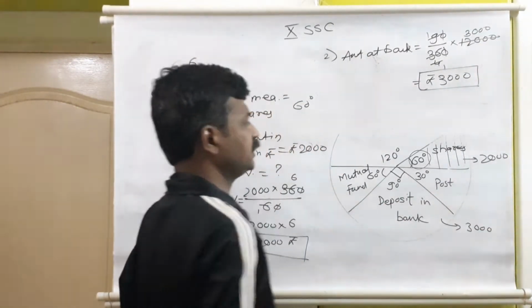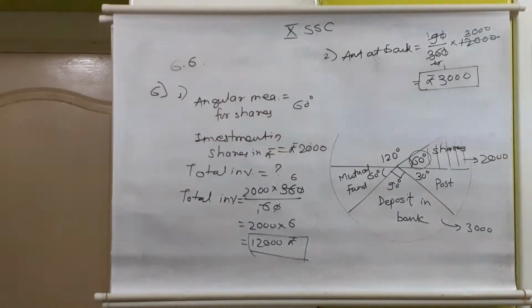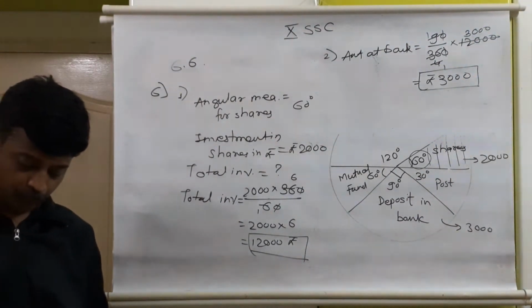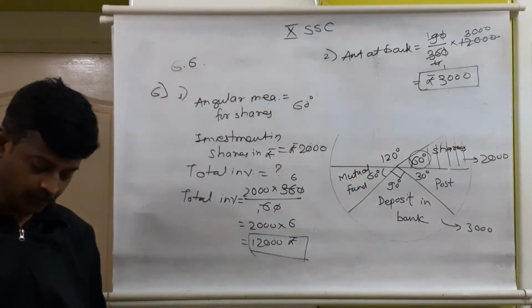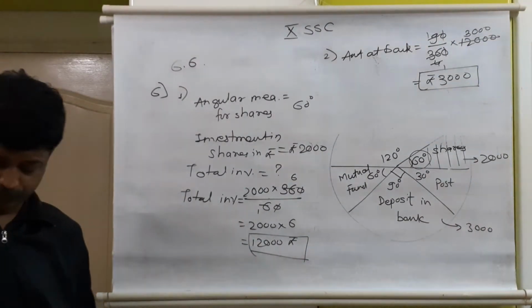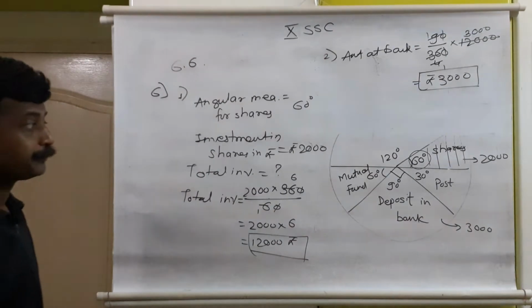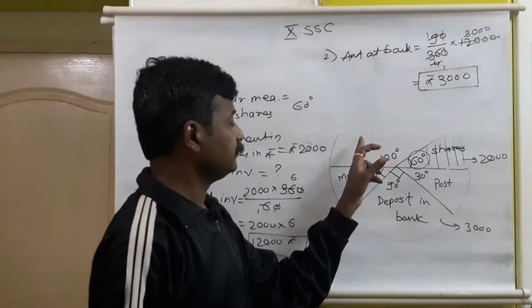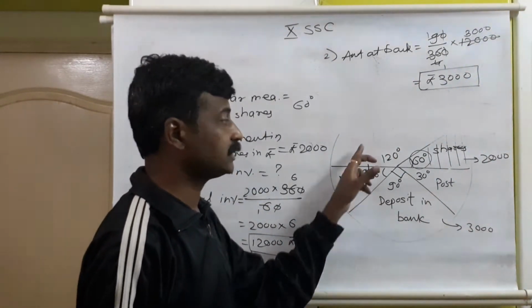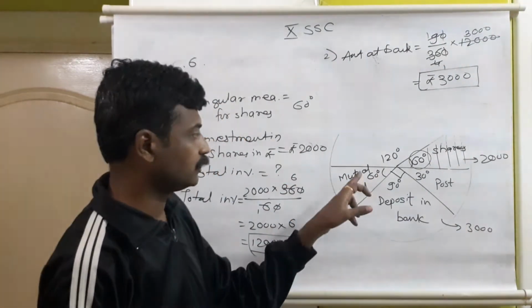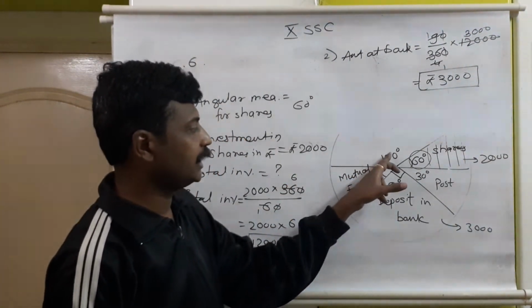Let us continue with the questions. We will get the overall answers here. So question number 3. How much more money is invested in immovable property than in mutual fund? So here we need to find out immovable property and mutual fund, both these amounts, and how much additional amount is invested there, that we want to find out. See, we can see 60 degree and 120 degree.